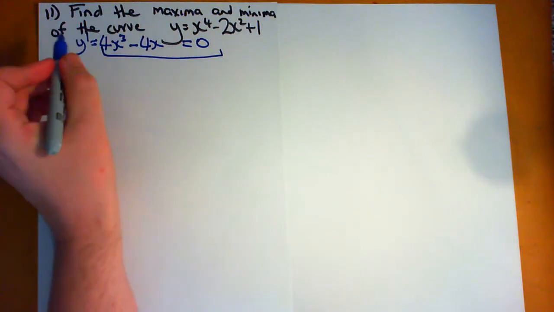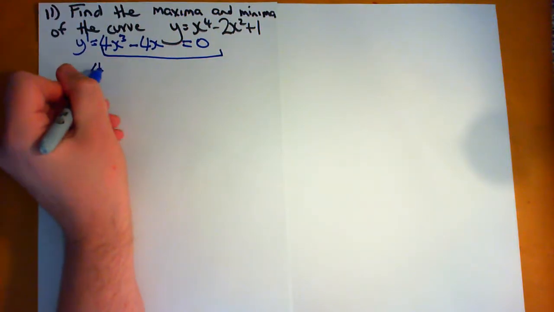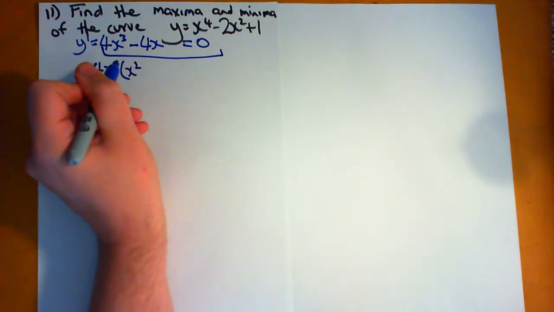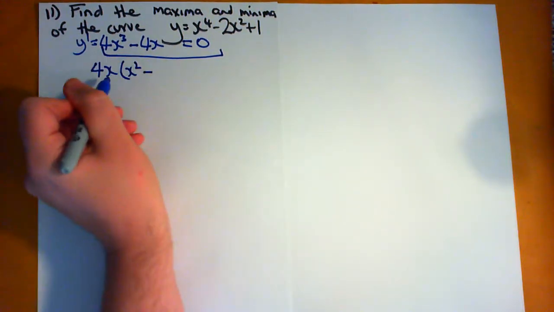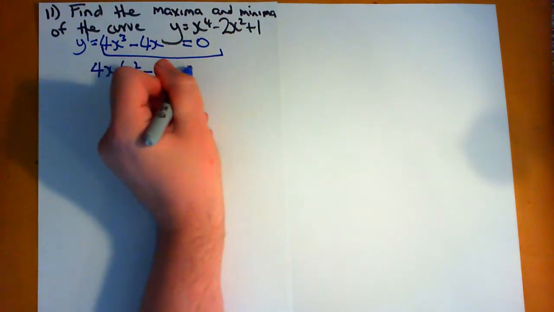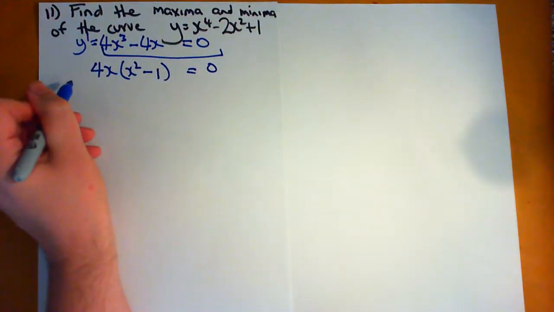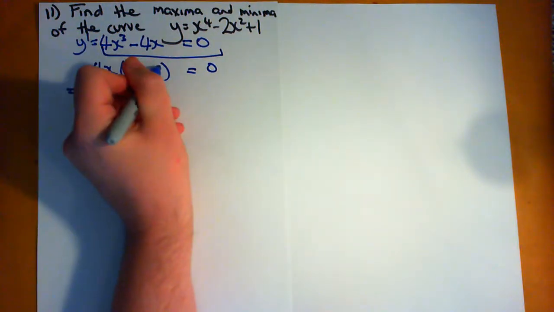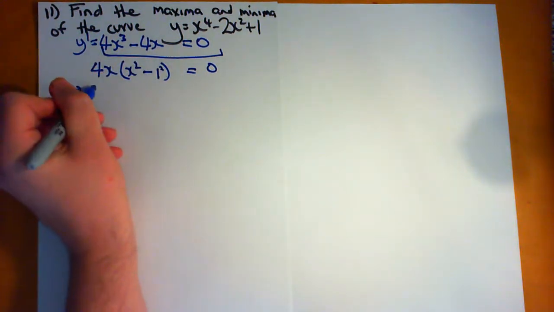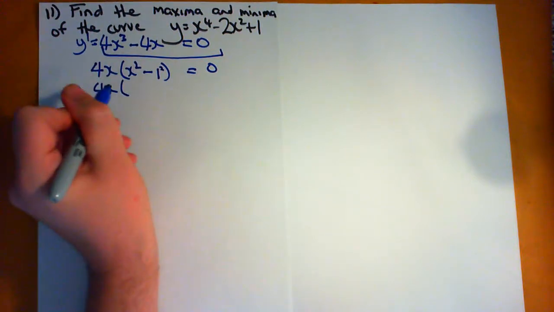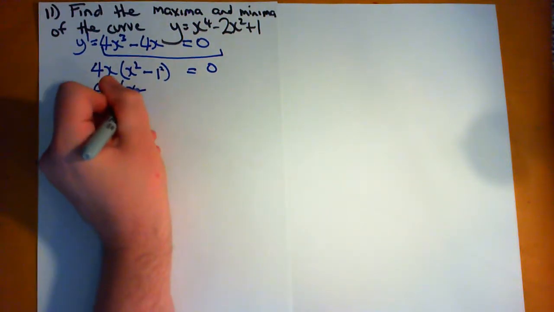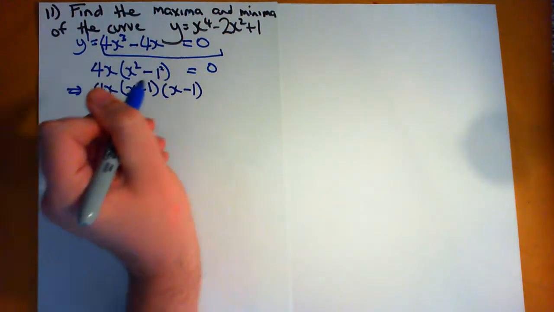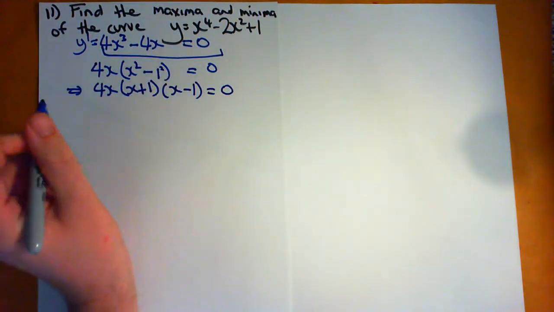So we can take out a common factor of 4x: 4x times x squared gives you 4x cubed, minus 4x times 1 is 4x, equals 0. Okay, so this bracket is a difference of two squares, 1 is 1 squared, so that means that we can further factorise it. So we get 4x times (x plus 1) times (x minus 1), which is 0.